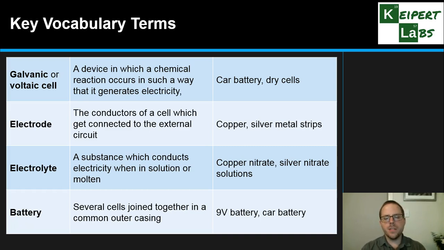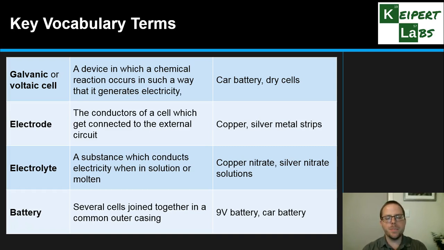alternate names. So, that is the device in which we're using a chemical reaction in such a way that we generate electricity. So it might happen in a car battery or a AA battery or inside your phone battery. Okay, the electrode is the conductor of the cell, which then connects to the external circuit. So like the metal strips or some conductive material.